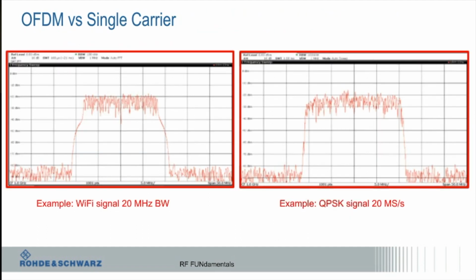Okay, so if you look at the spectrum, this is a QPSK signal, 20 megasymbols per second, and this is a Wi-Fi signal. This wasn't a very helpful slide because it didn't tell me the characteristics of how many carriers and all that. But the point was that they look very similar, right? So if I take a QPSK signal, this thing looks very similar. This is a slightly different shape at the top, but you can see they look very similar in terms of the spectrum.